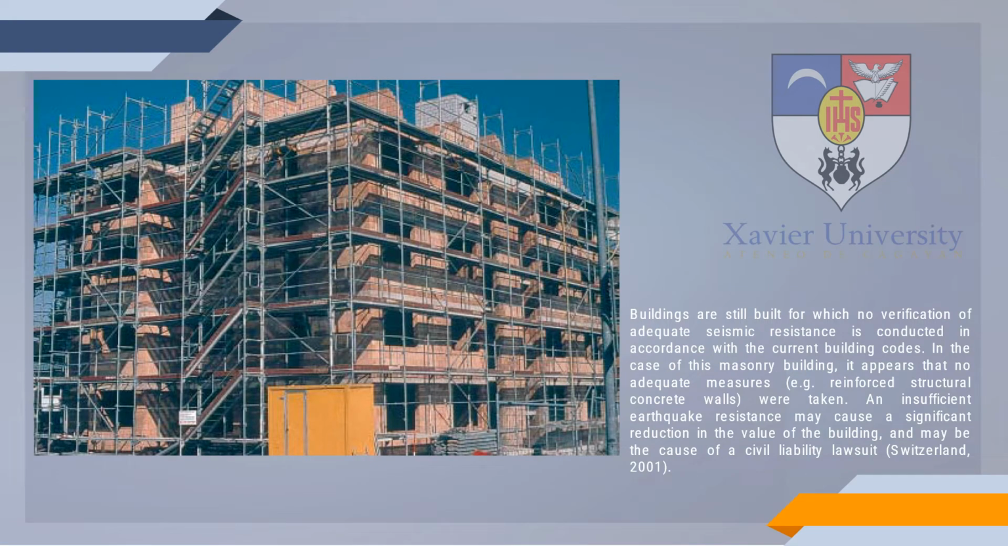So we have here an example. Buildings are still built in which no verification of adequate seismic resistance is conducted in accordance with the current building codes. So in the case of this masonry building right here, it appears that no adequate measures were taken. An insufficient earthquake resistance may cause a significant reduction in the value of the building and may be the cause of a civil liability lawsuit.